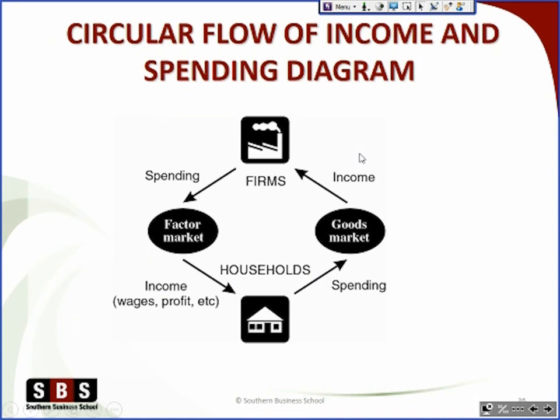The same with this slide. You could be given this slide, and you've got to show the arrows. It's very much the same as the previous slide. But it's from firms in the goods market, the income to the firms spend on the factor market, and factor market labor, and that goes to the households, and from the households they spend again to buy goods. So you could get a diagram like this with the arrows the other way around, and then it's false. So just take note of that.